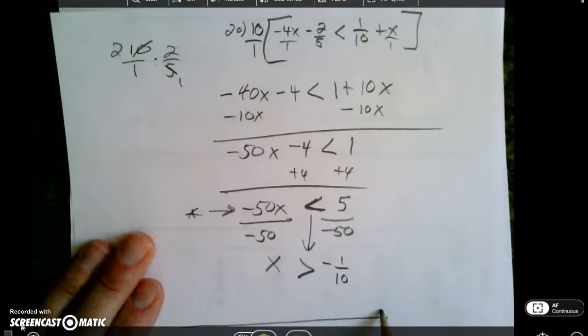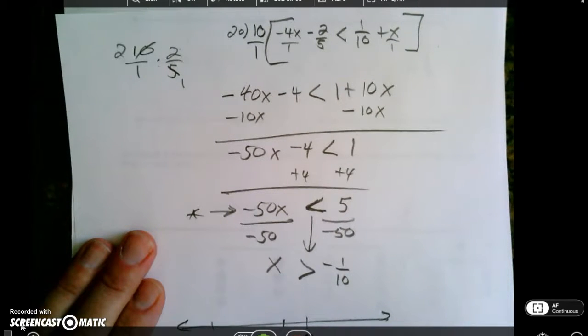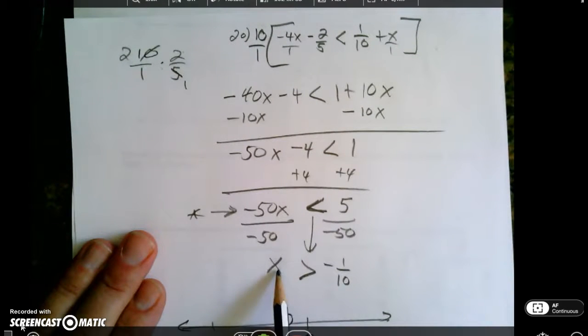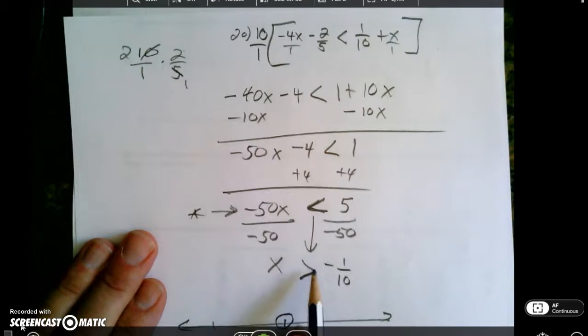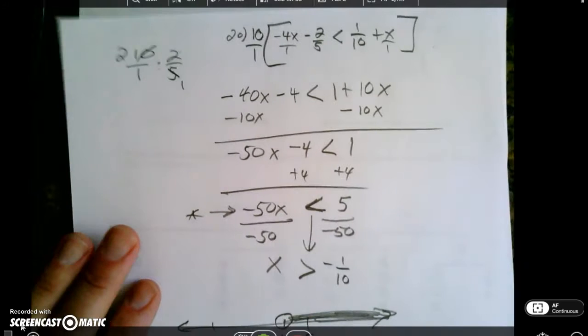So if this is negative 1/10, 0 is here, maybe negative 1 is here, negative 1/10 is like maybe here. Remember, I'm going to use an open circle for that. And I'm graphing anything that represents x. So x can be any number that's bigger than negative 1/10. So all those numbers are to the right of negative 1/10. And that was number 20 on your homework.